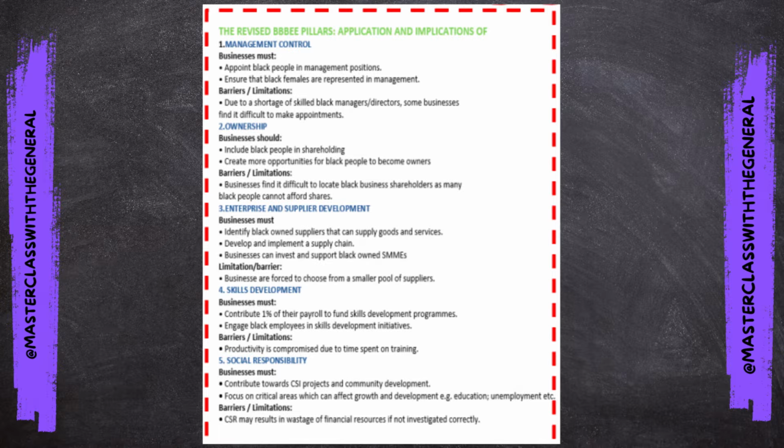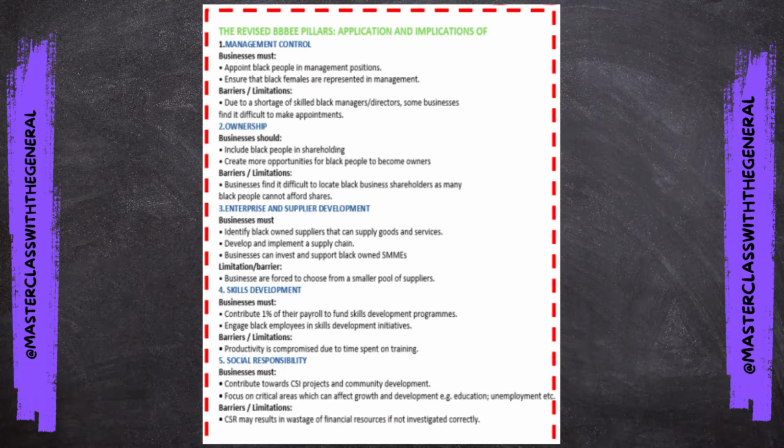Let's go to E. E is enterprise and supplier development. Sometimes we call it ESD for short. Identify black-owned suppliers that can supply goods and services. So this is how we can support black people. It's not only about freebies. There are black businesses which are providing different types of services. So on the services that we need as a business, we should look for a black-owned business that can supply us with that service so that as we are paying for normal services that we would have gotten, we are also at the same time empowering a black-owned business.